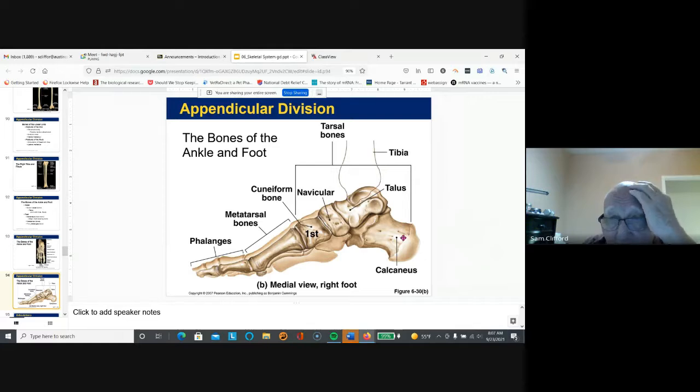You should know the calcaneus. Okay, that's all you got to know about that. And then the phalanges and the metatarsals and the various tarsal bones. There is a question on the calcaneus, not on the navicular, cuneiform, and so on.